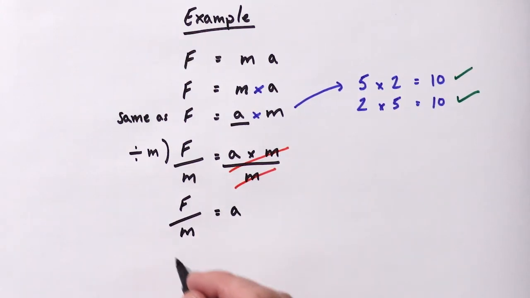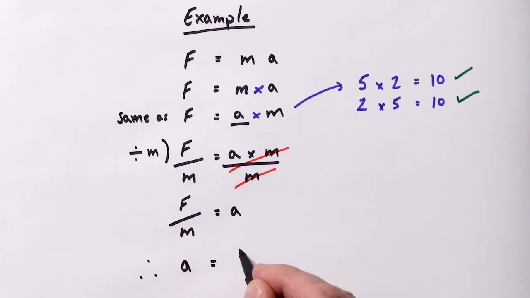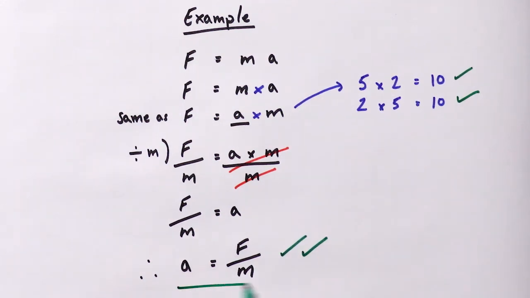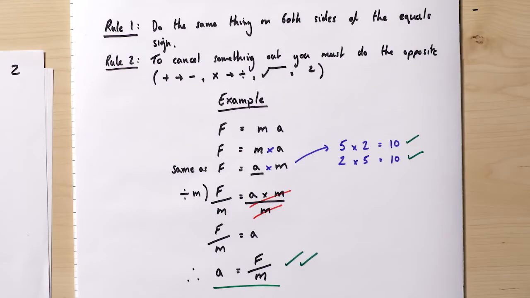Or to write it in another way, a equals f divided by m. And you can use the cheat method to show that that is correct. So let's just talk that through again quickly. We have two rules: do the same thing on both sides of the equation, and to cancel something out you must do the opposite. And that's what I followed through here.